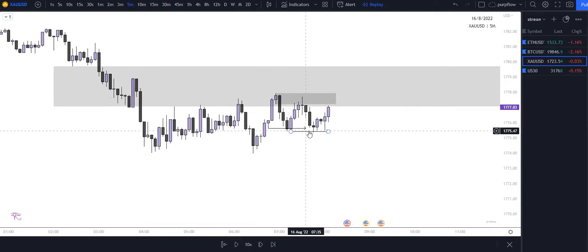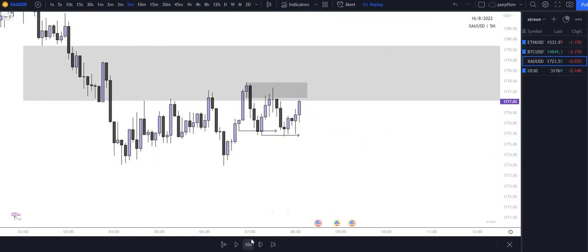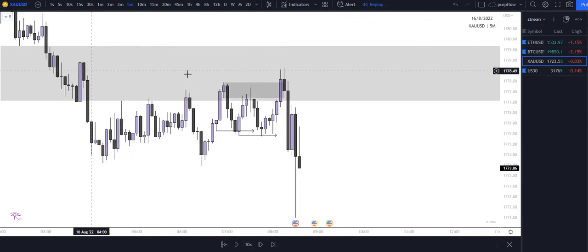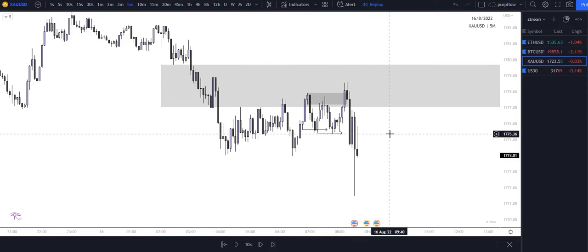So let's play it out. We see that move right here. We still now have this area of supply that we could possibly come back up and mitigate, right? Still hold this high and continue to the downside. Let's watch it play out. We raid the highs. What happens after? Displacement candle to the downside, right? So how are we going to be able to get into trades at this point in time?